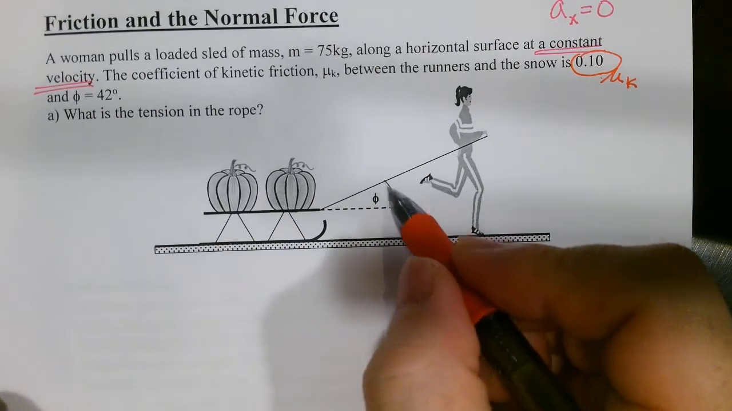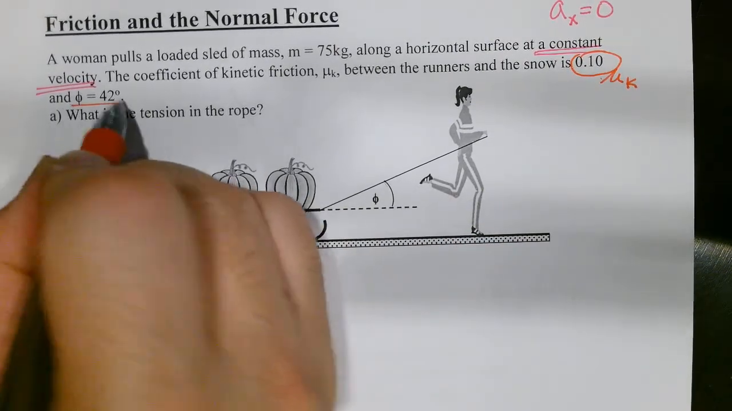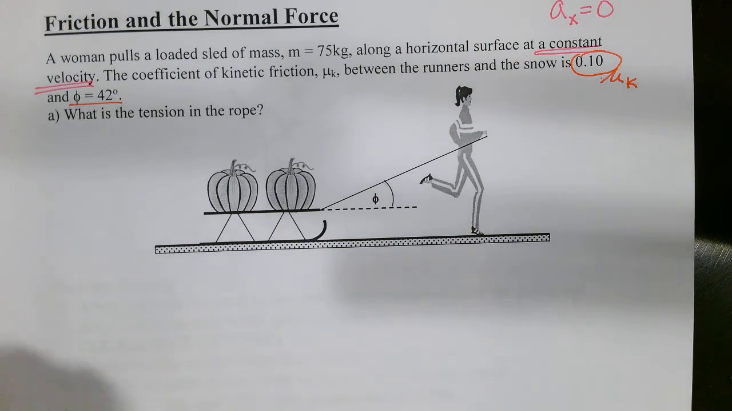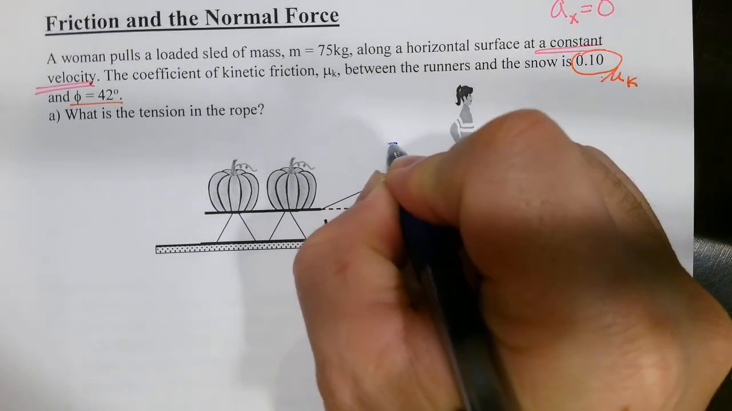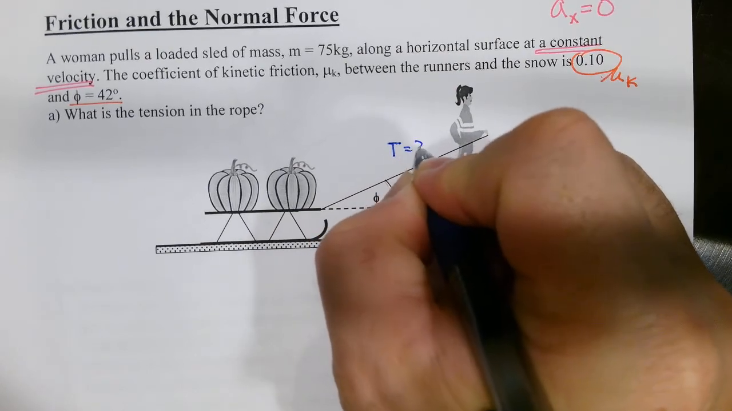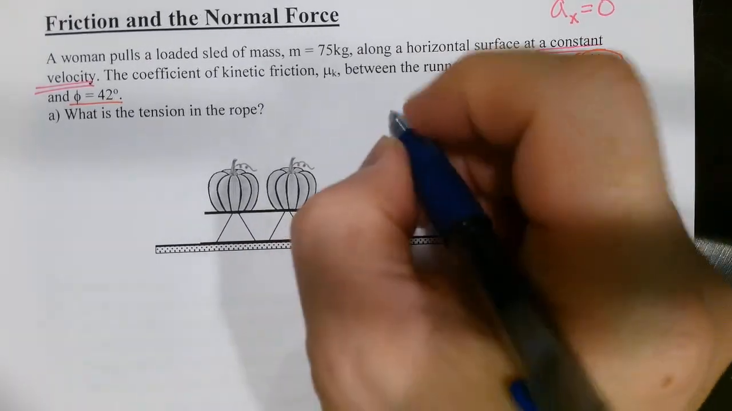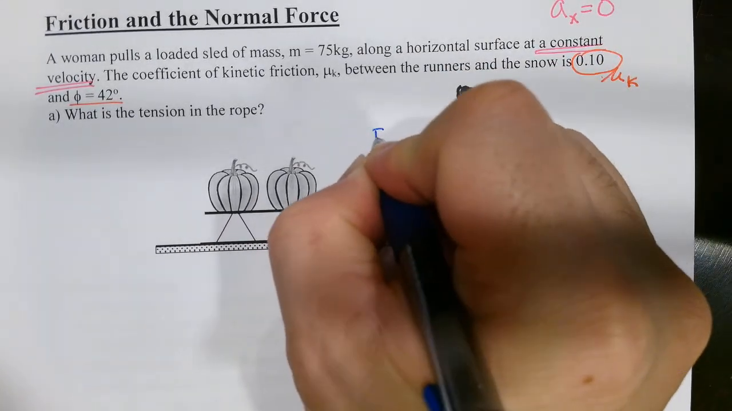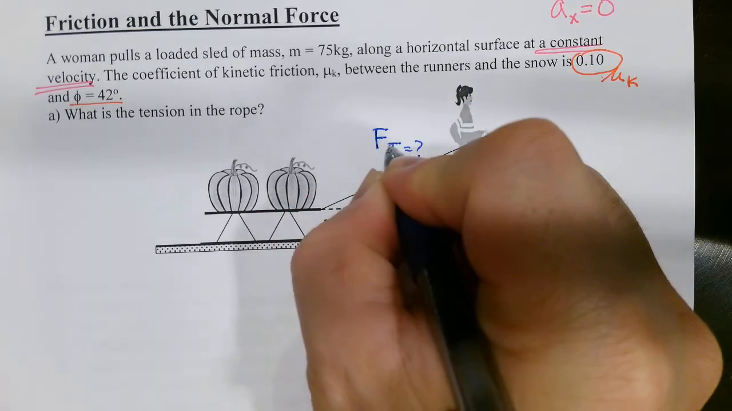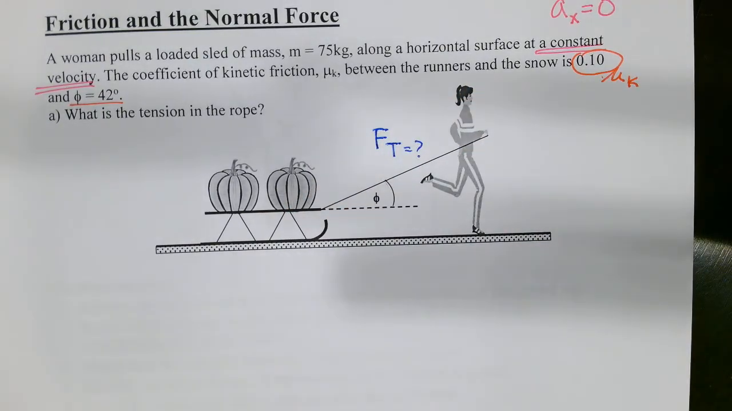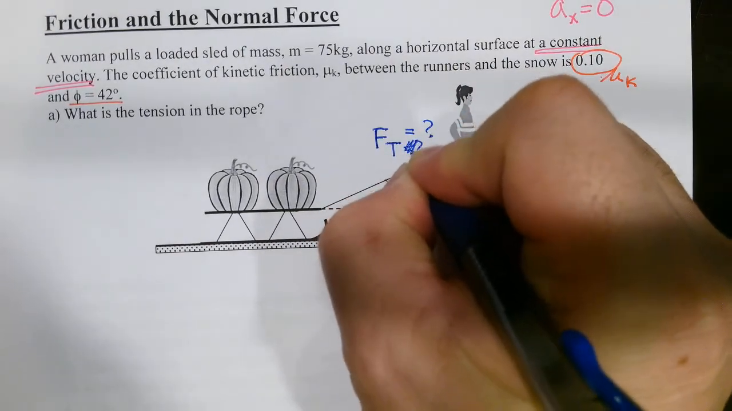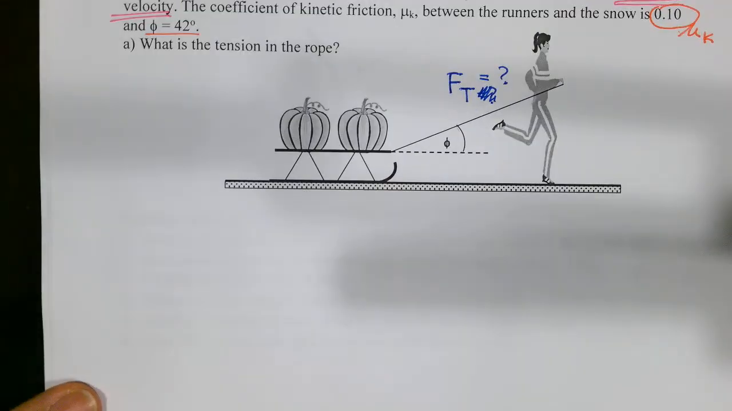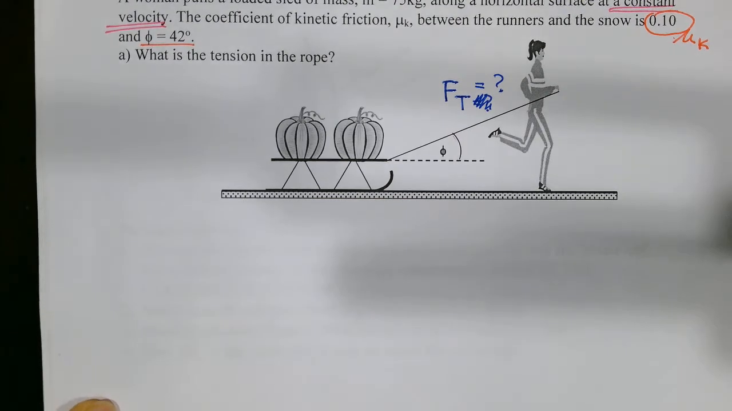And the angle phi here happens to be 42 degrees. They're looking for the tension in the rope. I guess if you want to, you could say F tension, because this capital T also means time, period. Okay. Let's do that. So they're looking for the tension in the rope.